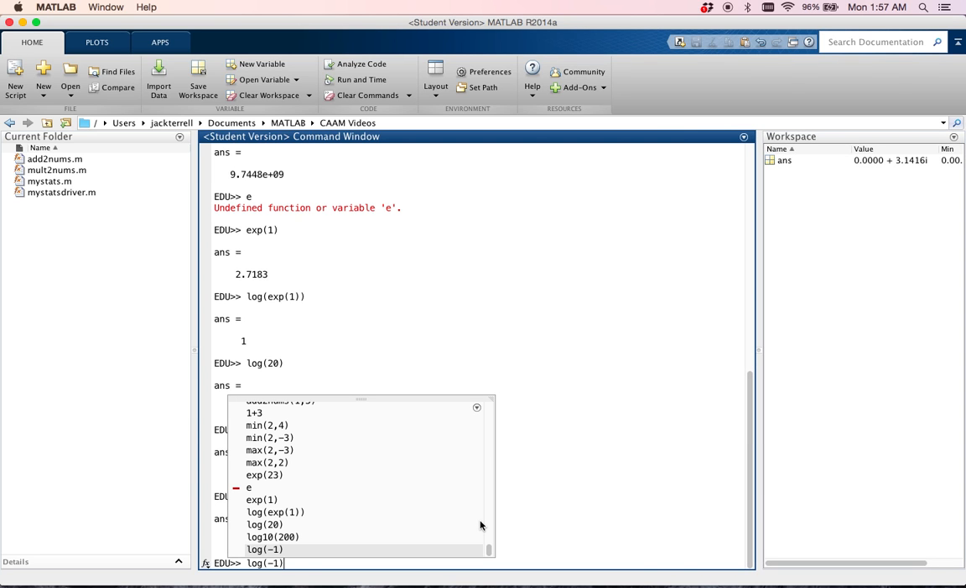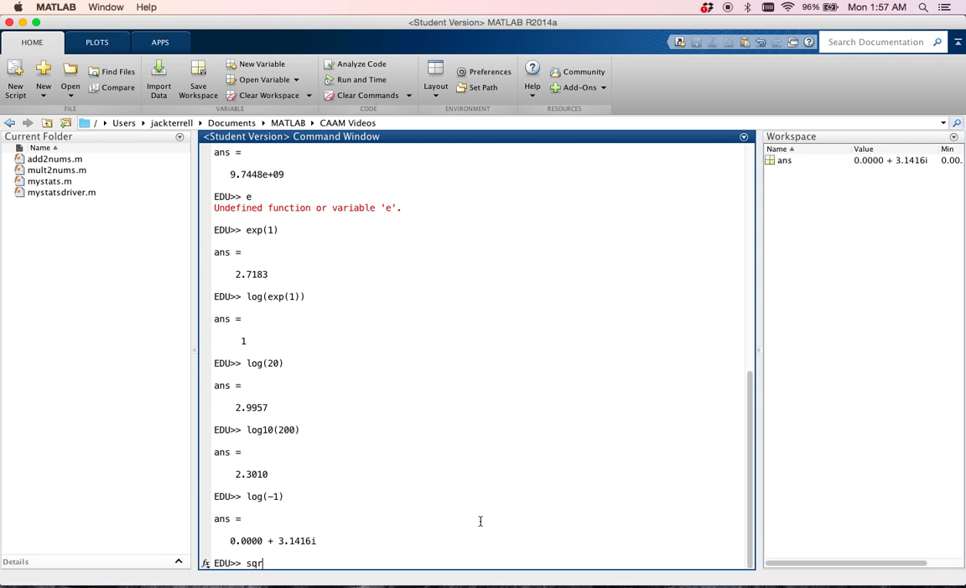Okay, you can do square root. You can find the square root of 2. Nice number.